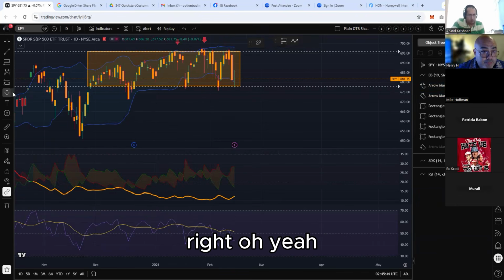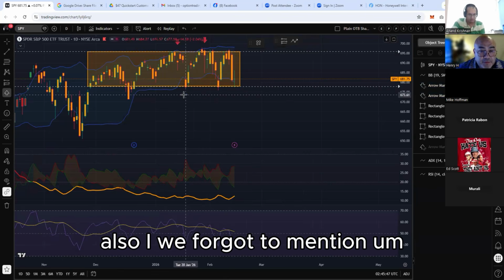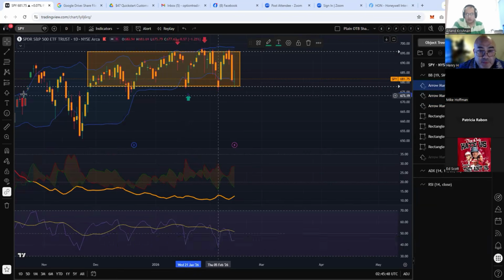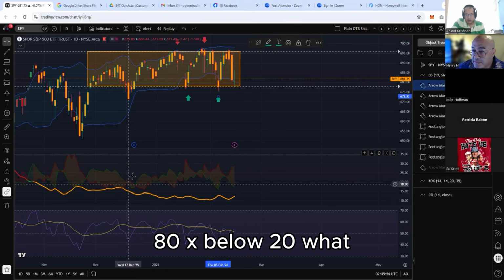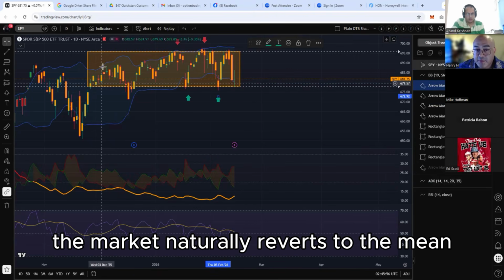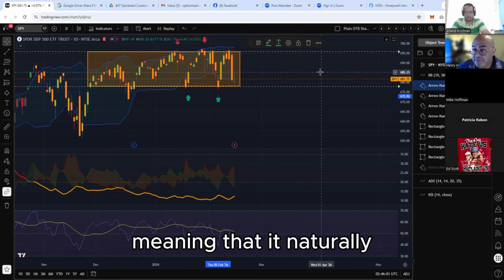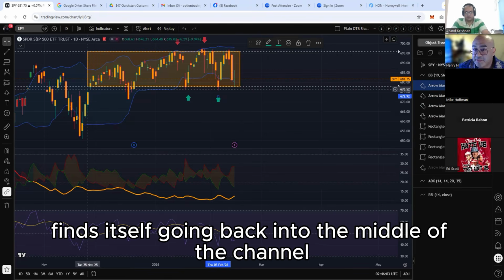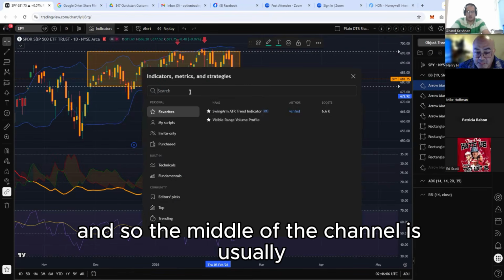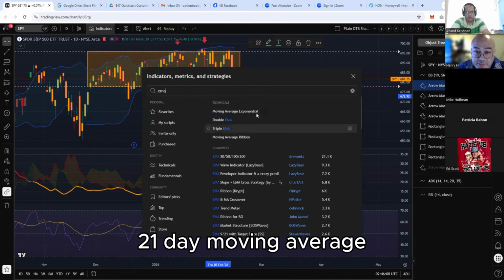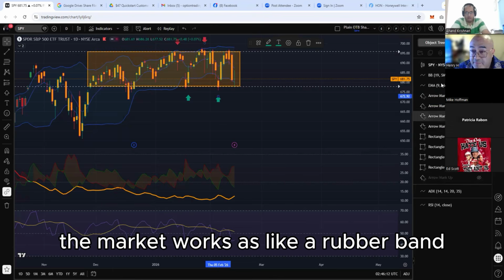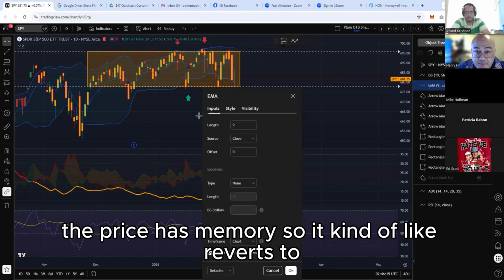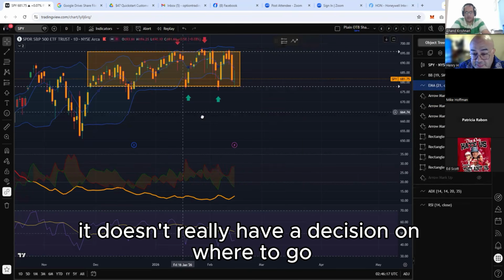Oh yeah, also we forgot to mention what RTM means. When we're in this ADX below 20, it means the market naturally reverts to the mean, meaning it finds itself going back into the middle of the channel. The middle of the channel is usually the 21-day moving average. The market works like a rubber band. The price has memory.